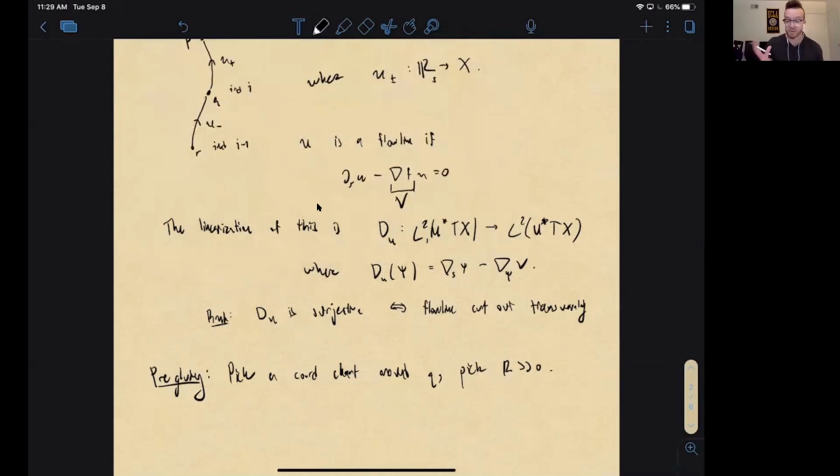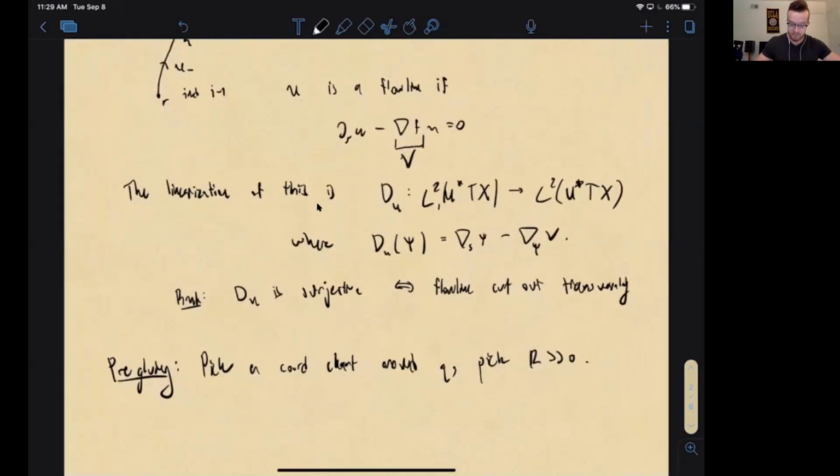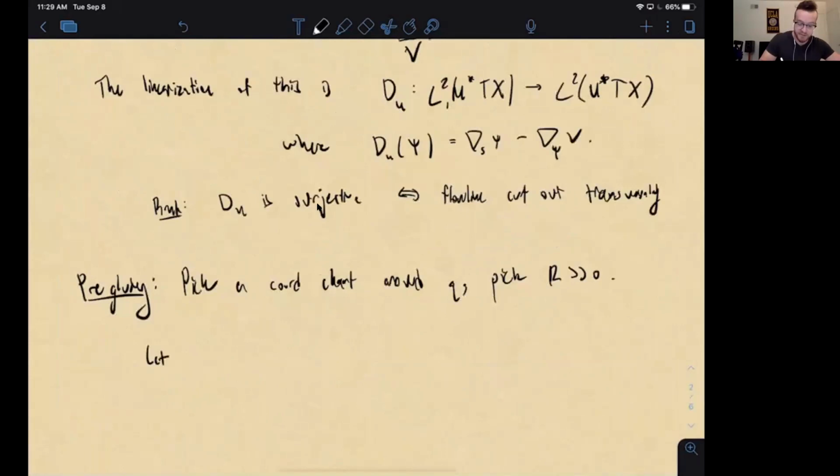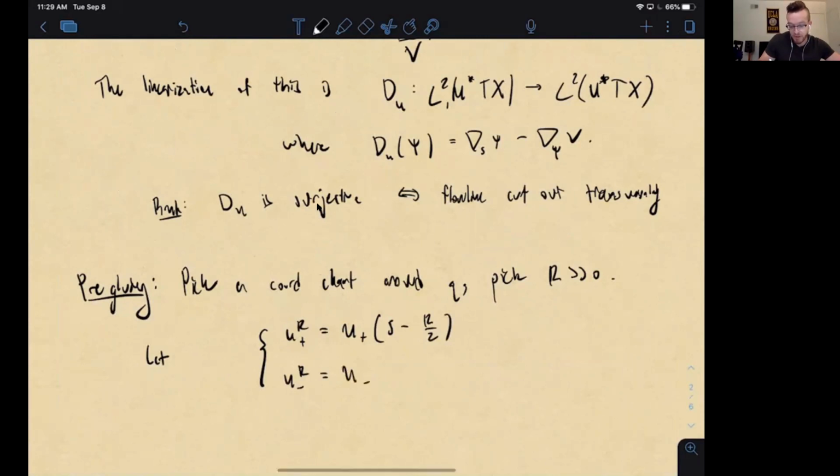All right, so I have this gluing parameter, and with this gluing parameter, I'm going to shift the flow lines. So how do I want to write this? I will let U superscript R be U plus shifted up by R over 2. I think that's what I want. Likewise for U minus.